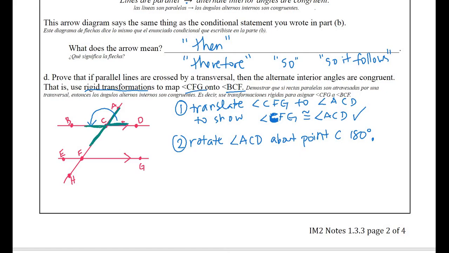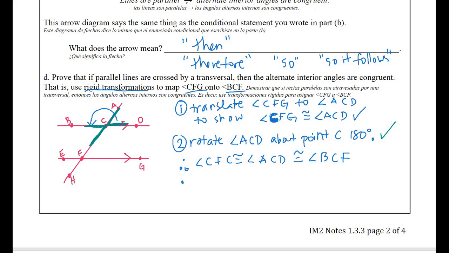So we have to use our imaginations a little bit. It would line up perfectly. And therefore, I would have a list of rigid transformations, just 2 of them, that mapped CFG to BFG. Therefore, I would have angle CFG is congruent to angle ACD, which is congruent to angle BCF.